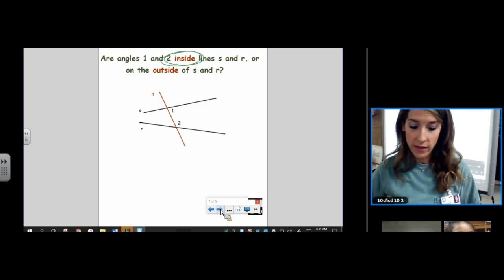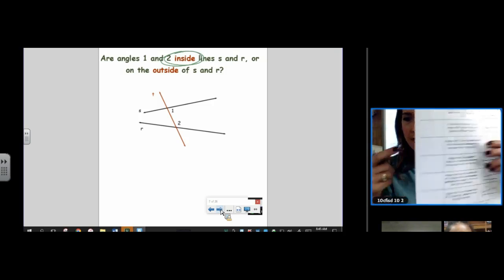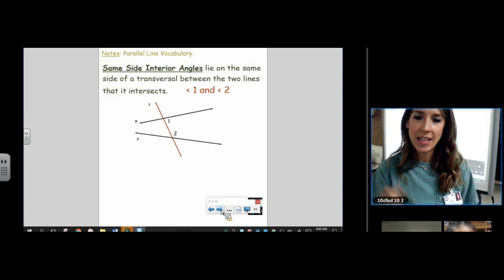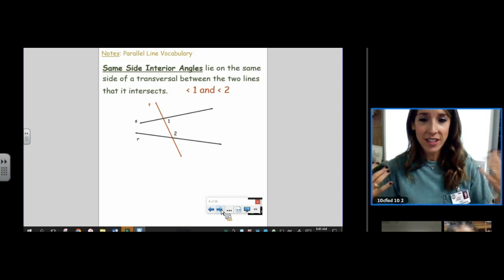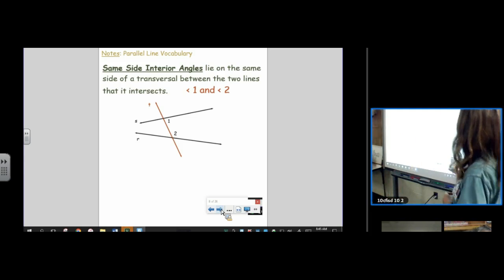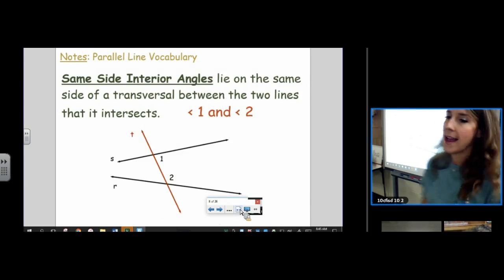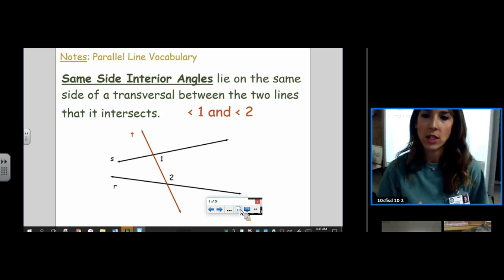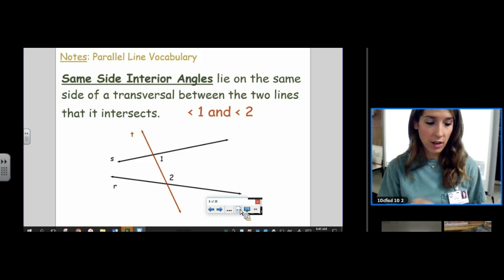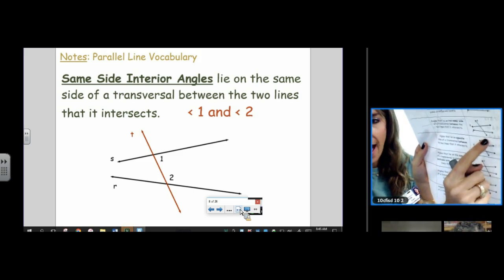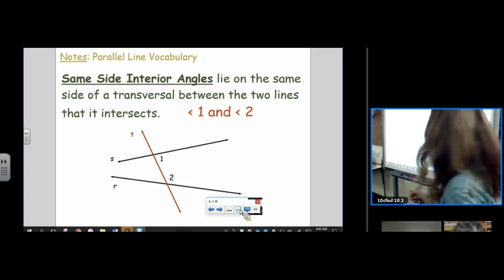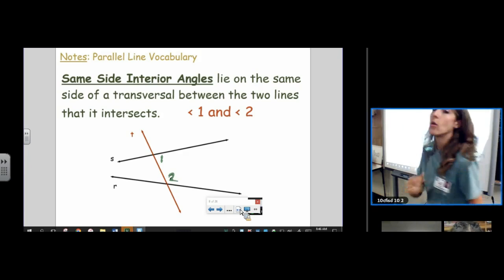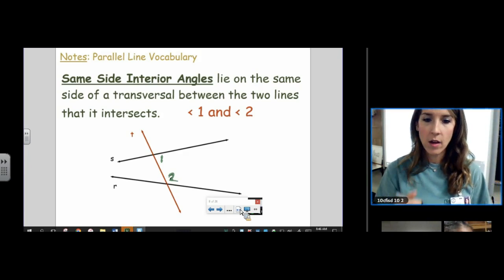So the vocab word, the next word that you're going to write on this sheet, the vocab word for angles 1 and 2 are same side interior angles. The vocab word actually says where they are. So go ahead and write that down. Same side interior angles. Try to fit it in that box. Write it in 2 rows if you need to. And then your picture is not labeled at all. So you need to add a number 1 and a number 2 to your picture so that you know what spot they're in on the picture.